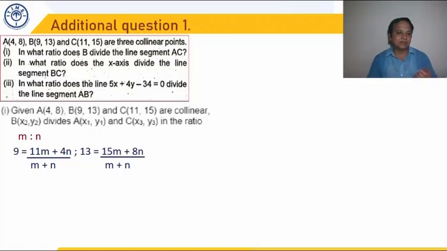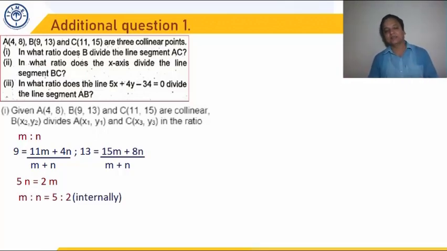If we solve the first expression, it's 9m on the left hand side, 11m on the right hand side. So left is 2m on the right hand side. 9n on the left hand side, 4n on the right hand side. So we have 5n on the left hand side. That is 5n is to 2m. So we can say m is to n is 5 is to 2 internally. The ratio is 5 is to 2 internal division. It's a plus sign. So B divides the join of AC in the ratio 5 is to 2 internally.